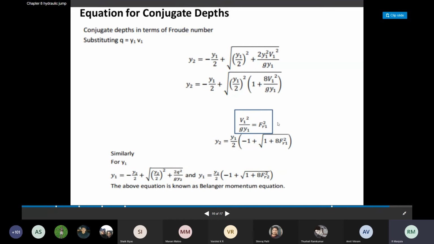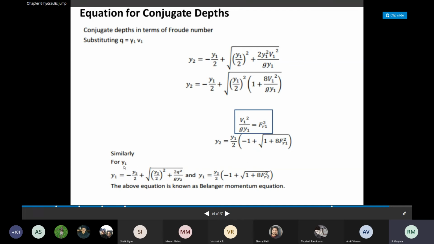Again you can rewrite this as v1 square by g y1, which is nothing but Froude number square, because Froude number is equal to v by square root of g y. If I square both the sides, I will get v square by g into y1. Now I can substitute this in terms of Froude number, then I will get y2 is equal to y1 by 2 into minus 1 plus square root of 1 plus 8 Fr square, with y1 taken outside on both the sides.